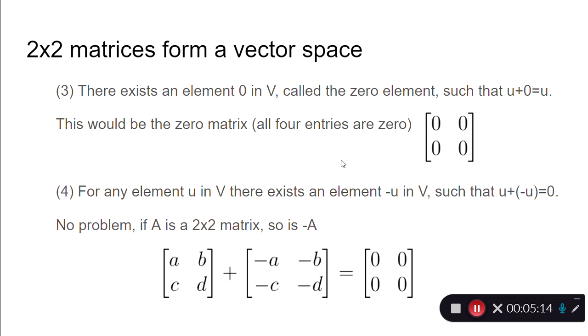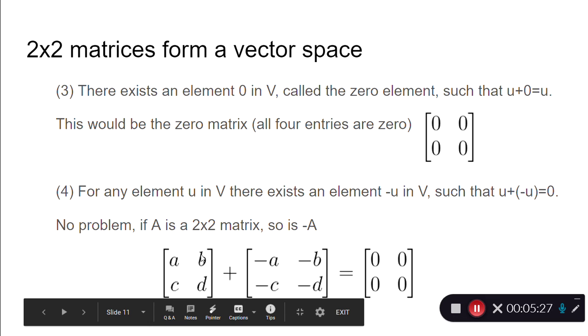There is a zero element in that collection. It's just the matrix with all zeros. If you add any 2 by 2 matrix to this matrix, nothing happens. For any 2 by 2 matrix, A, B, C, D, there is another 2 by 2 matrix, minus A, minus B, minus C, minus D, that if you add those two together, you get the 0, 0, 0, 0 matrix.